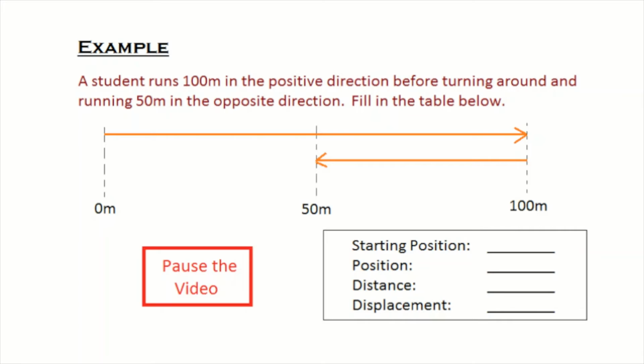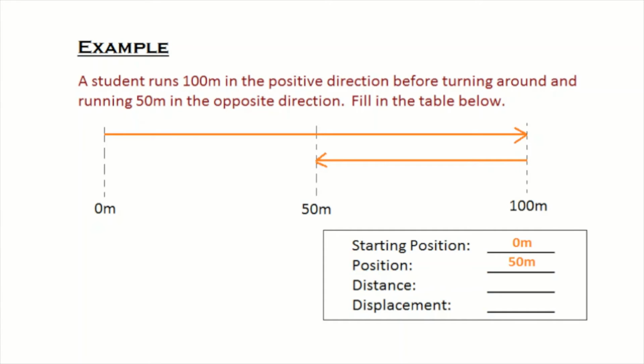All right, let's begin with starting position. You can see the beginning of the first orange vector starts here at a position of 0 meters, so we'll indicate that as our start. Position infers the final position or the ending position after all of the legs of the trip happened. And you can see the final orange vector ends here at 50, so we'll indicate that as our ending spot.